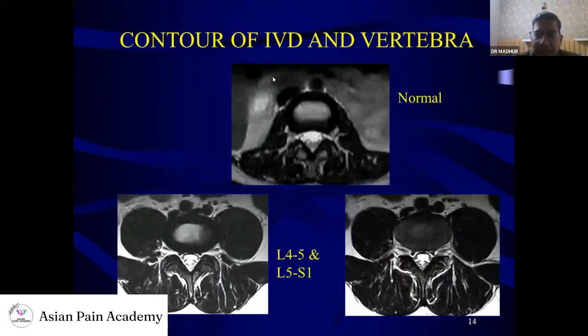Contour of intervertebral disc and vertebra. Usually intervertebral disc has posterior concavity. But as we go down at L4-5 or L5-S1 level, it usually becomes convex. And this is absolutely normal. Many of the time we think that it should be concave, and if there is a convexity, it should be some protrusion of the disc. But it's not like that. At L4-5 and L5-S1, the normal disc is usually slightly convex posteriorly.